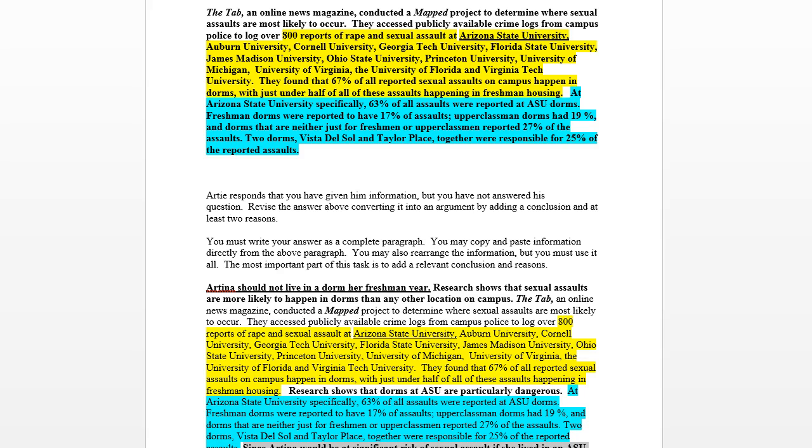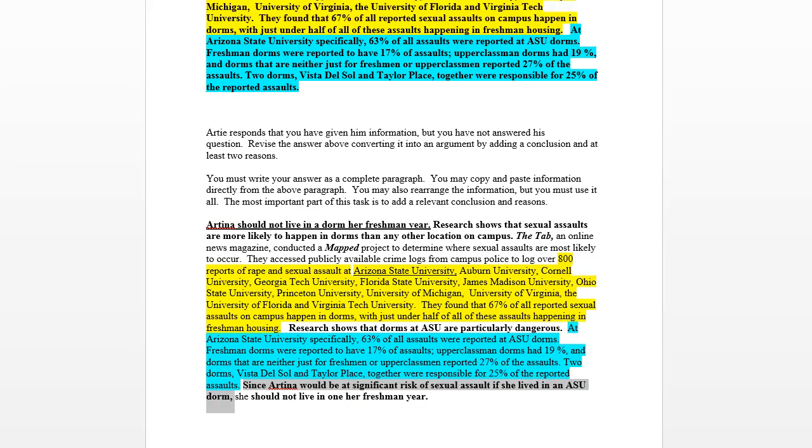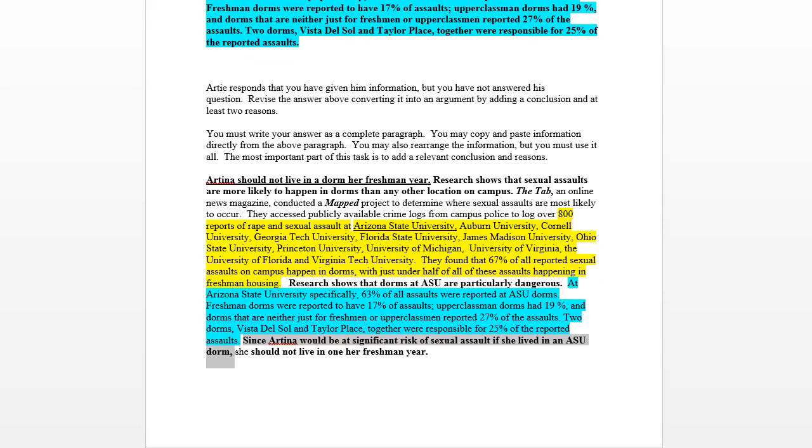So you have to tell the reader why that evidence is important if you're creating an argument. If you're just trying to give them information and allowing them to make up their own mind, that's a different story altogether.